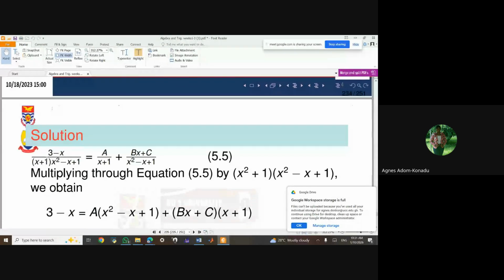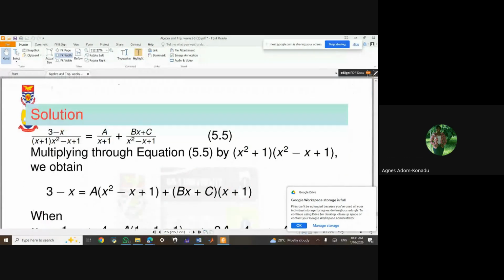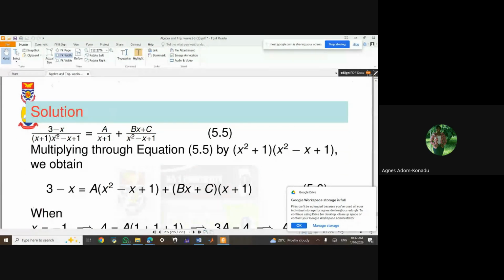So to decompose this, the first one will take the first approach. So I have A over s plus 1, then plus, because this one is a quadratic, I have Bs plus C over s squared minus s plus 1. So that's what I have. Then I have to solve my A, B, C. So I multiply through by the denominator here. So this one will be 3 minus s is equal to, please excuse me.